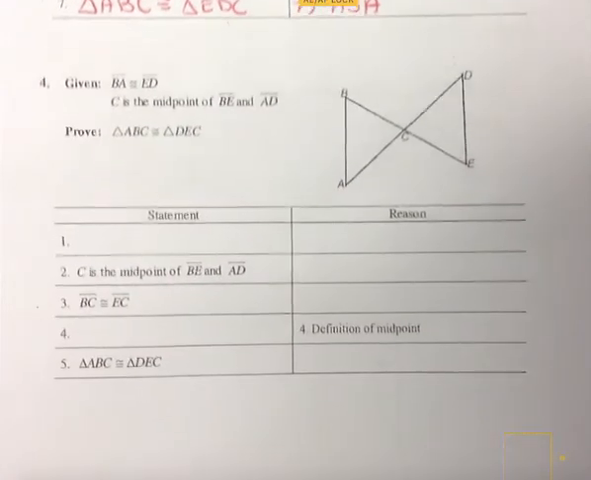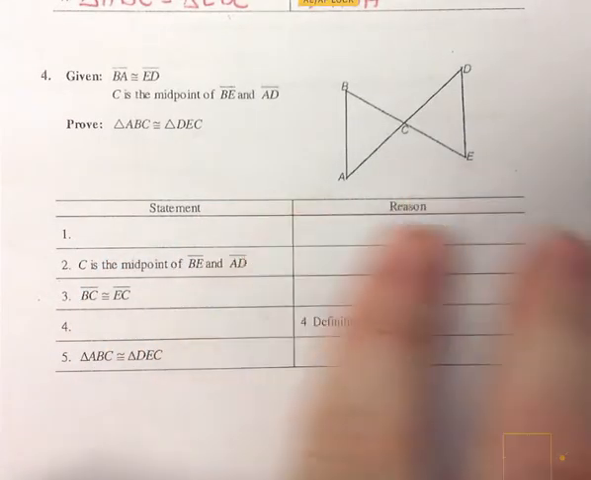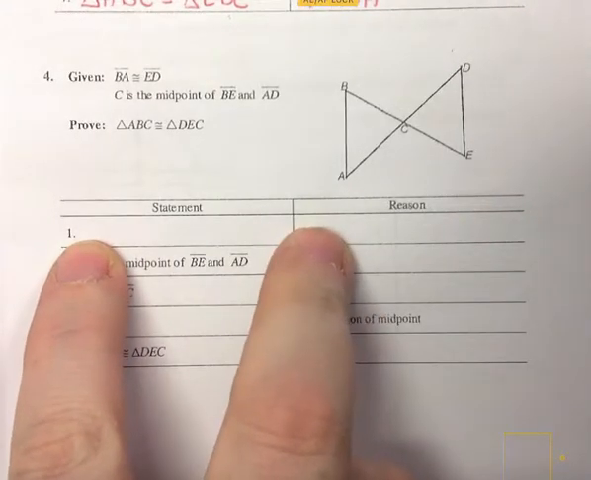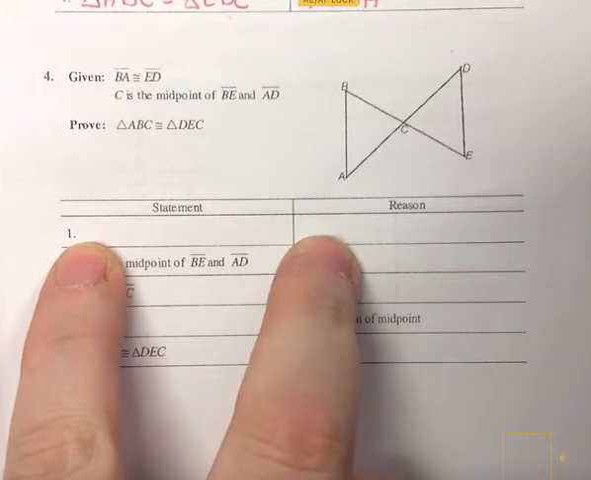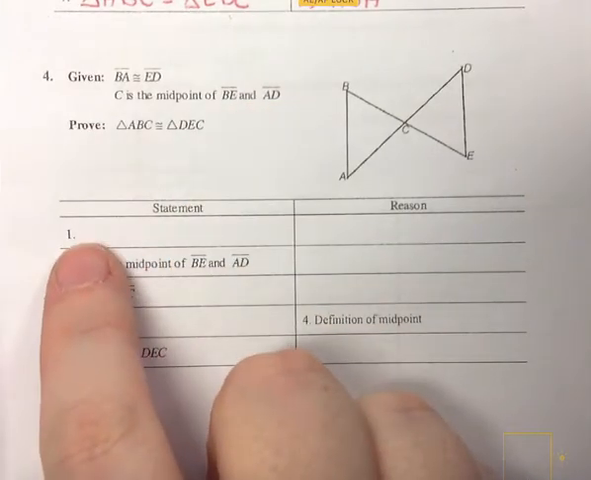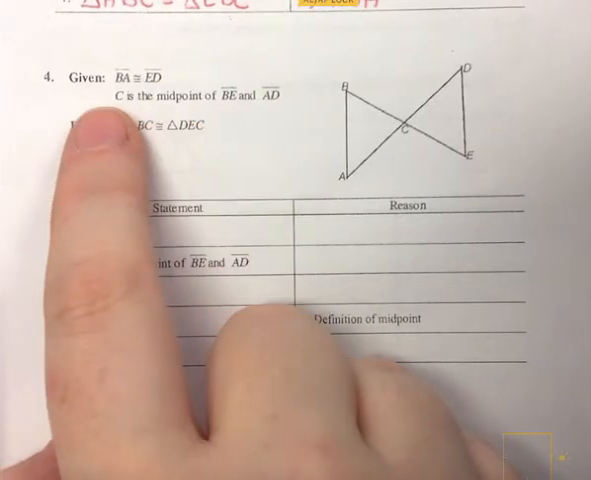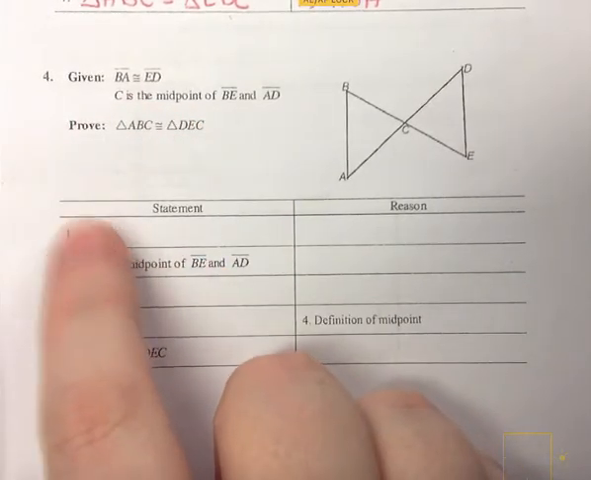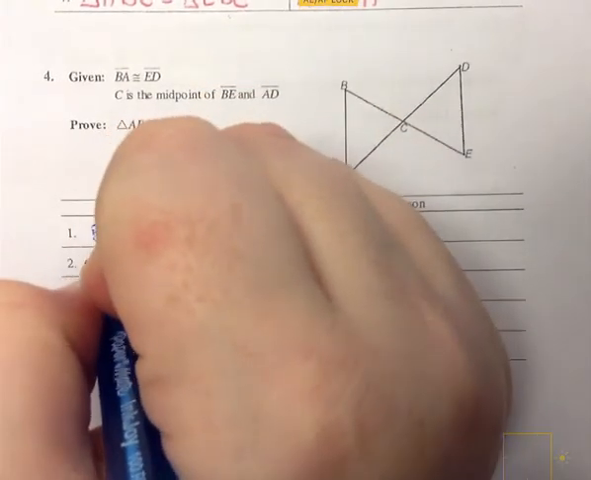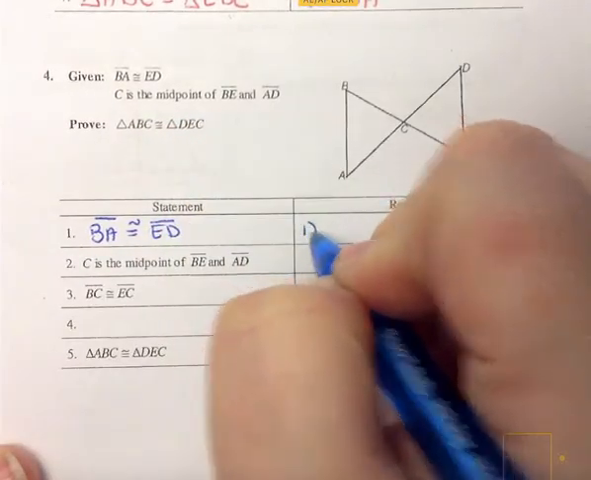On this next proof, same type of thing. We have some statements given, some reasons given, and some not at all. The first statement and the first reason is not written for us, so we have to know that it comes from our given. We have 2 things of givens, and we have 2 statements where the second statement is part of our given. So yes, the second statement is part of our given. That means our first statement should be our given as well. So the first statement should be that segment BA is congruent to segment ED. And the reason for that is given.